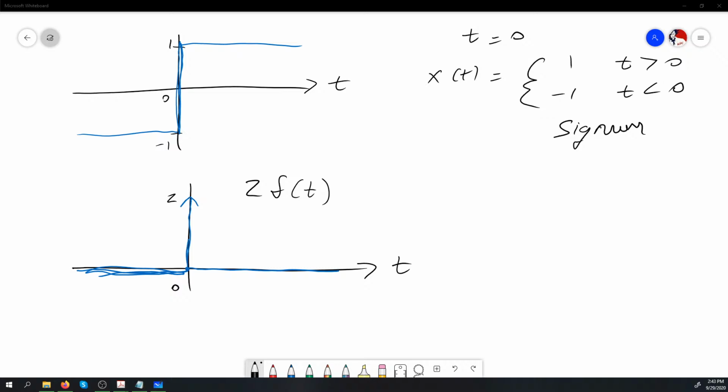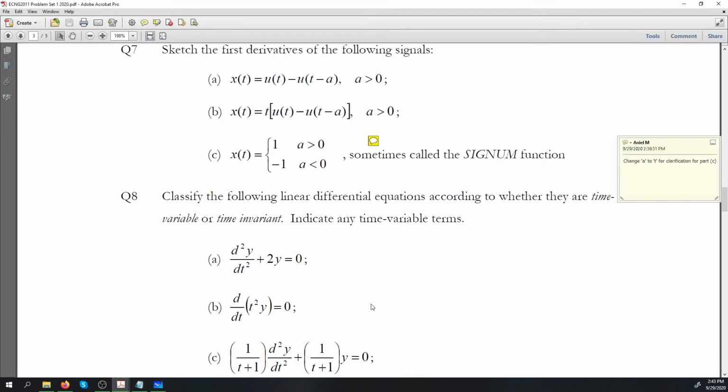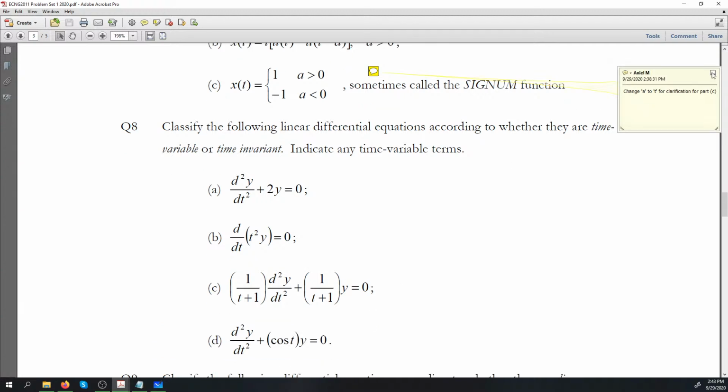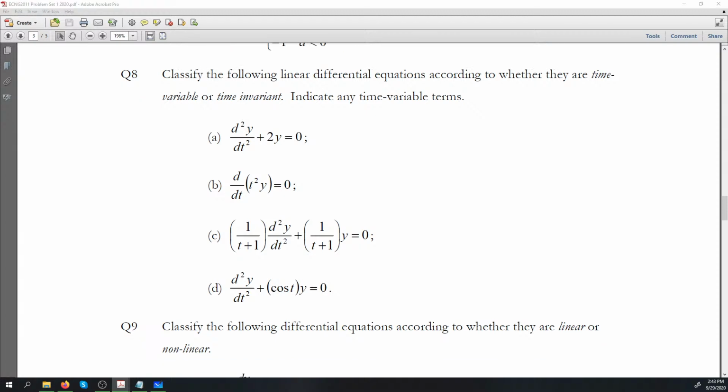Alright, okay, so the next question, because it's right next to this, is question 8. Basically, we need to classify these differential equations as time variant or time invariant. We basically need to indicate the time variable terms.